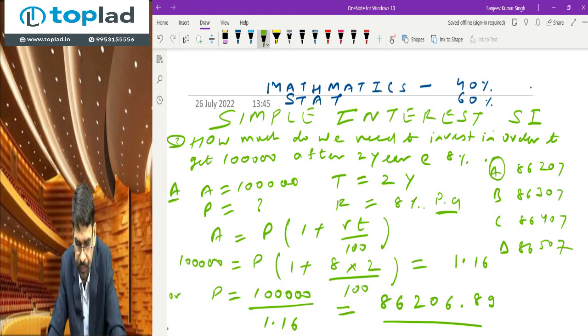So ultimately, for getting 1 lakh rupees after 2 years at the rate of 8%, today you have to invest at least 86,207 rupees. Then you can only get after 2 years at the rate of 8%, you will get 1 lakh rupees.